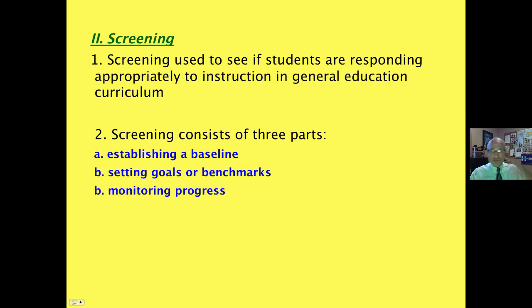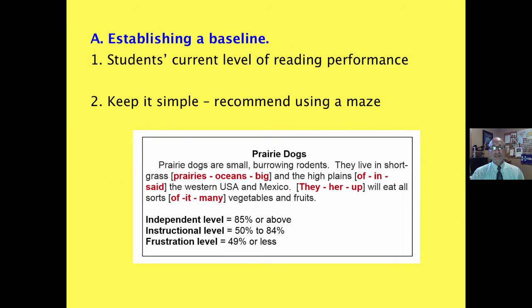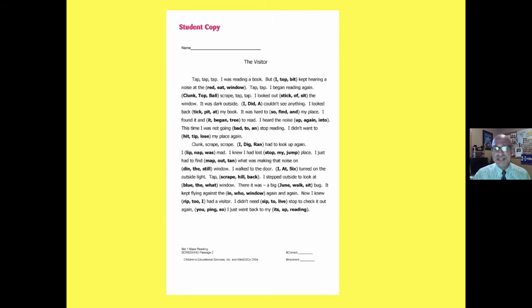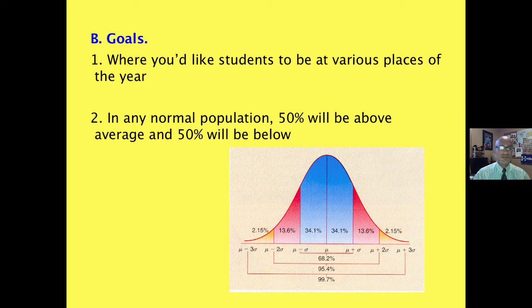Screening is used to see if students are responding to the intervention in the general education classroom. It consists of 3 parts: establishing the baseline, setting goals or benchmarks, and monitoring progress. Let's look at each one of those. Establishing a baseline is determining students' current level of reading performance. I would recommend that you keep it simple. You can use a maze to determine approximate reading level: instructional, frustration, and independent. That's what I recommend. There are differing ideas on this, and I recognize that, but keep it simple.